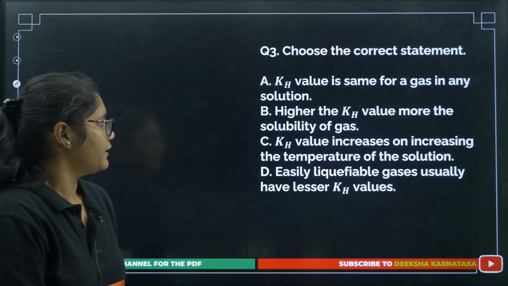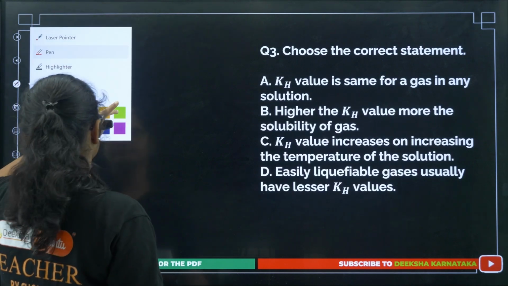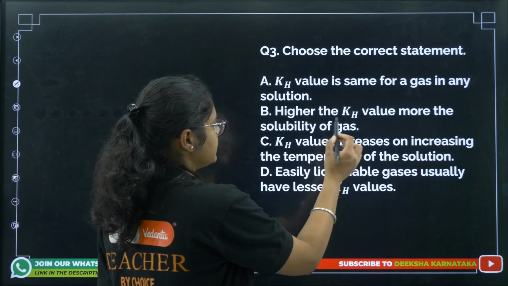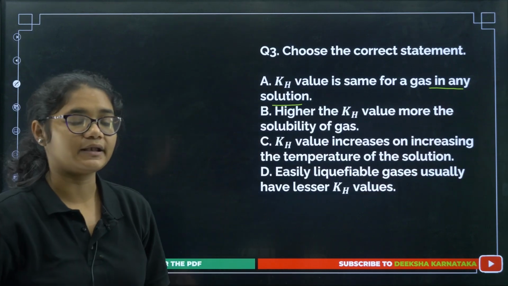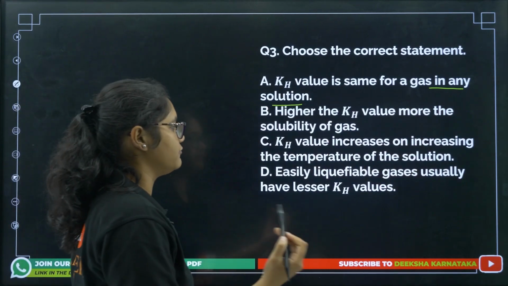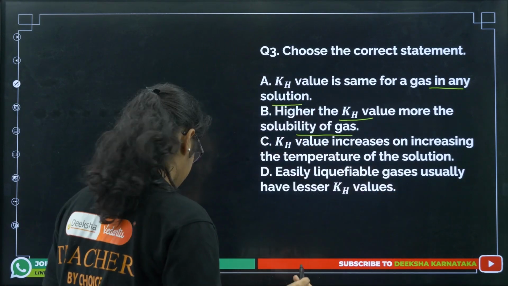Okay, fine. Next question, choose the correct statement. KH value is the same for any gas in any solution? No, KH value is dependent on the solvent. It is different for different gases. Higher the KH value, more is the solubility? Let us check this one.